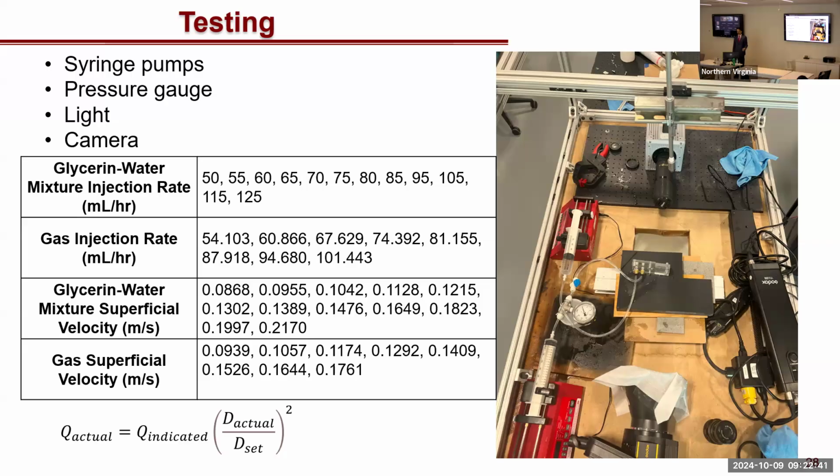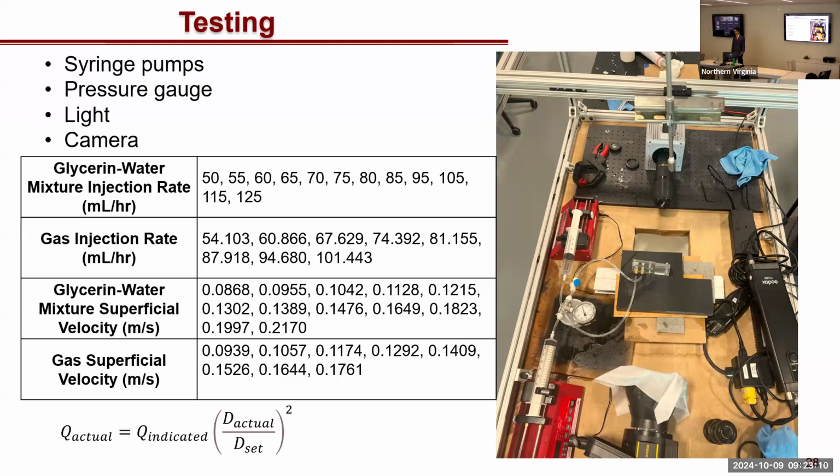So we have a pressure gauge from the outlet of the air injection site, but you can see that there are very discrete intervals of injection rates for the liquid, but it's not very intuitive for the gas. So we made a mistake in the setup of the syringe pumps. We didn't properly set the interior diameter of the gas injection syringe pump.